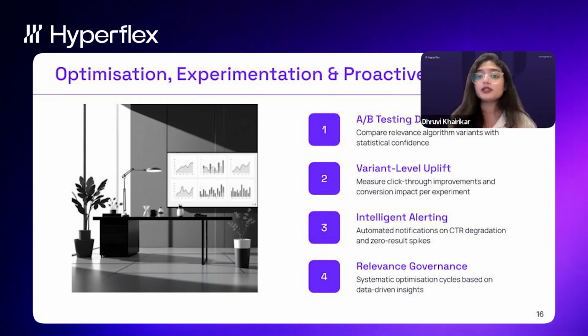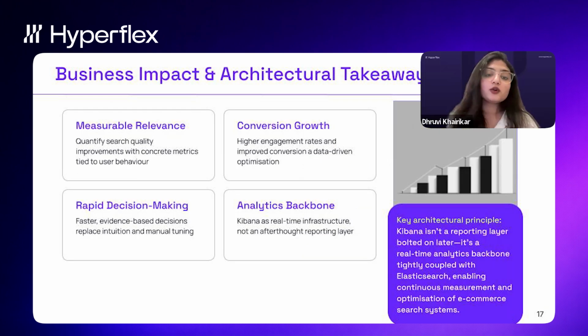So this moves search quality from a reactive process to more of a monitored system. And finally, there is the relevance governance. So instead of one-off tuning exercises, teams operate continuous optimization cycles backed by measurable outcomes. So let's close by tying the technical capabilities back to the business and architectural impact.